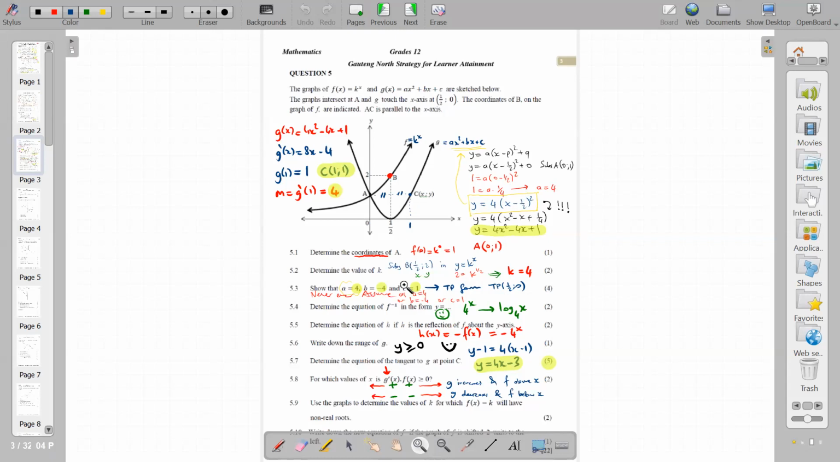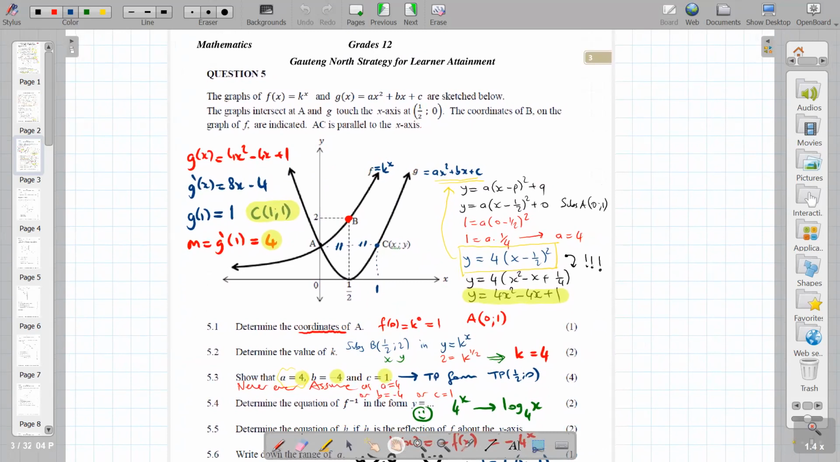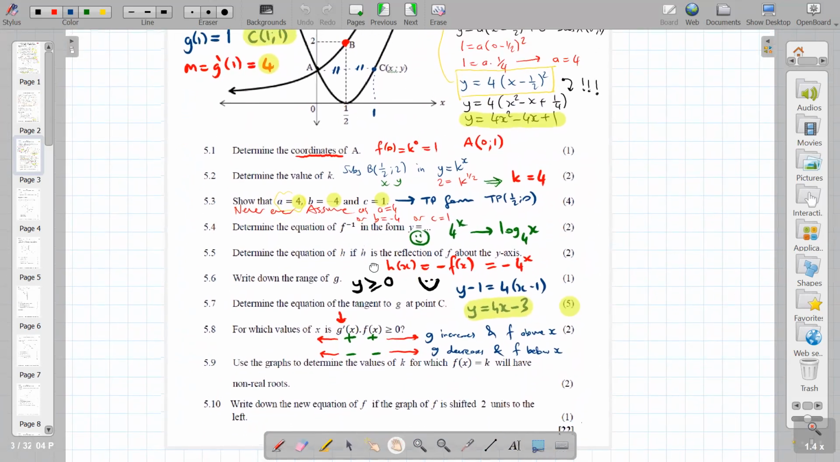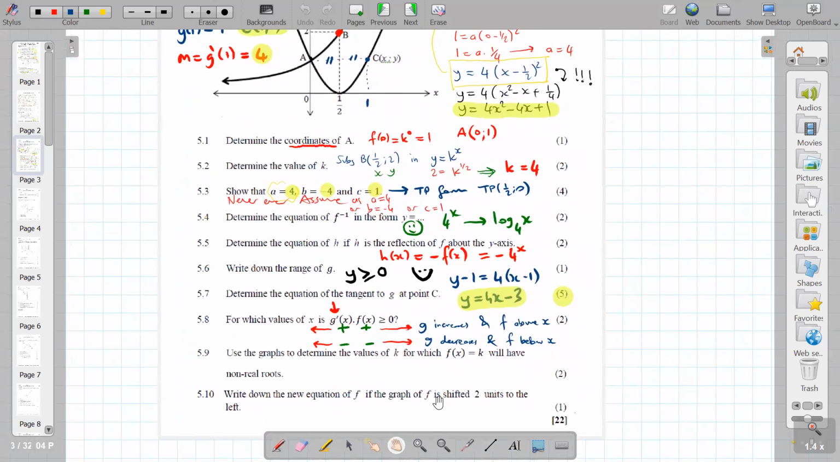Now we started to solve question 5. It's a parabola and an exponential function, as you know, and we had the last three questions, 5.8, 5.9, and 5.10, left. So let's just remember question 5.8. It says, for which values of x is this condition satisfied?